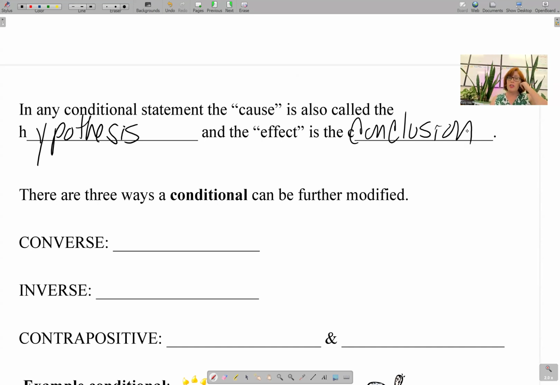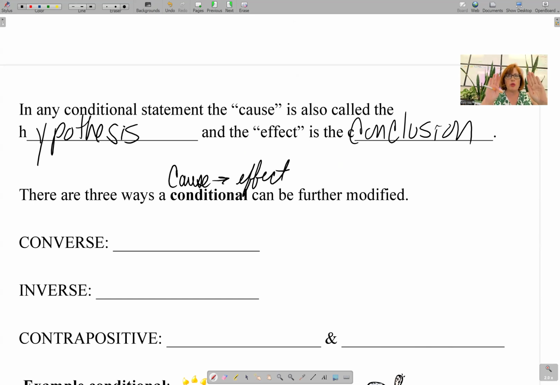In any conditional statement, the cause is also called, fancy name, the hypothesis. And the effect is also called the conclusion. Now, all conditionals, cause and effect. Remember, conditional is simply cause and effect. It can be modified or switched around three additional ways. Right now I'm just going to give you the words and I'll explain them in just a moment.